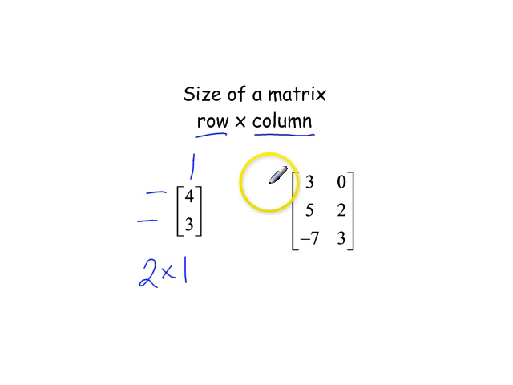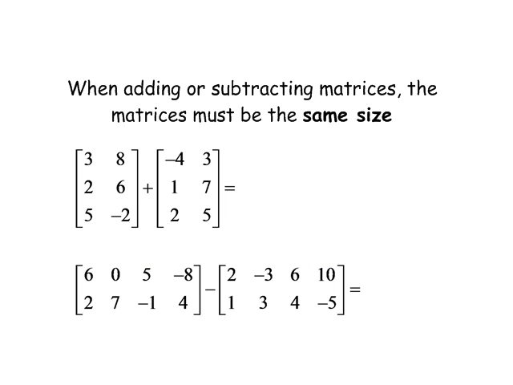The second matrix has 3 rows and 2 columns, so this matrix is a 3 by 2 matrix. When we're adding or subtracting matrices, it's important that the matrices are the same size. In this first example, both of the matrices have 3 rows and 2 columns, so they're both 3 by 2. When we add, we add the corresponding digits. So we're going to add 3 to -4 and 8 to 3. We're adding the first row to the first row, the second row to the second row, and so on.